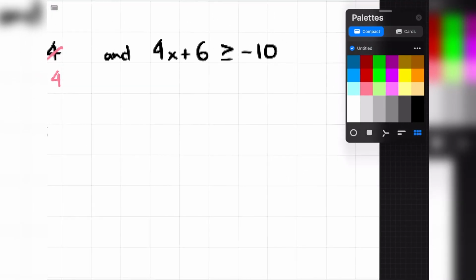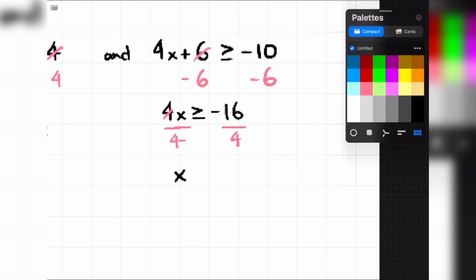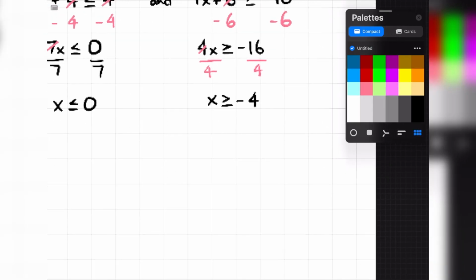For the right one, you can subtract 6, canceling this guy out. That leaves you with 4x is greater than or equal to -16, to which you can divide both sides by 4. That'll cancel this guy out. And now that leaves you with x is greater than or equal to 4, right? Or 3. I'm confused here. Negative 16 divided by 4 is negative 4. I'm bad at the simple math.